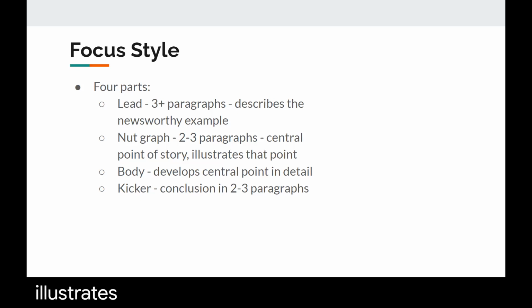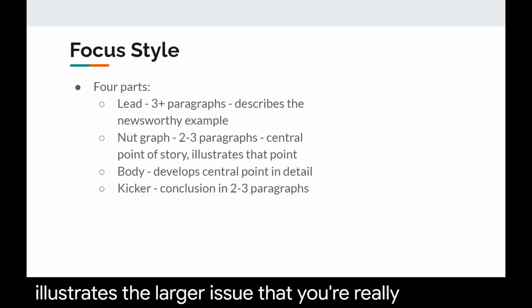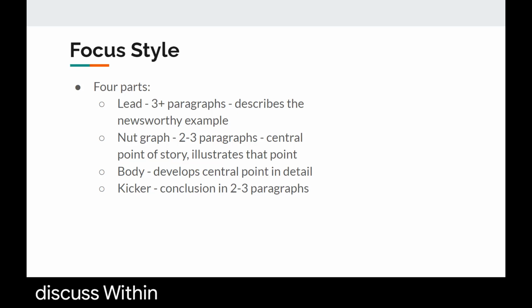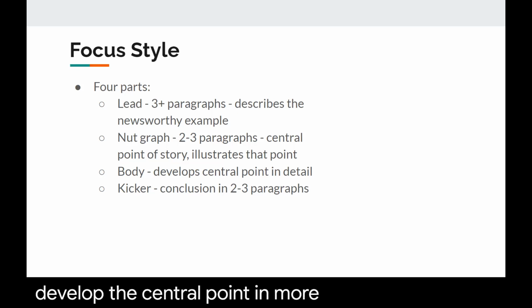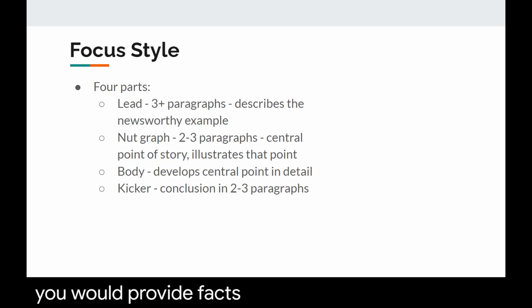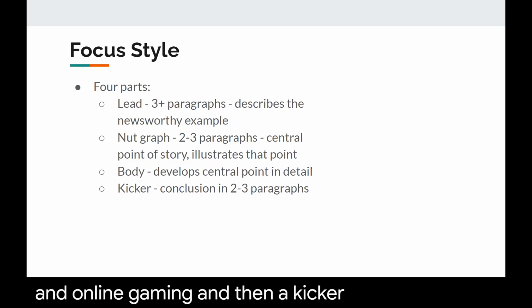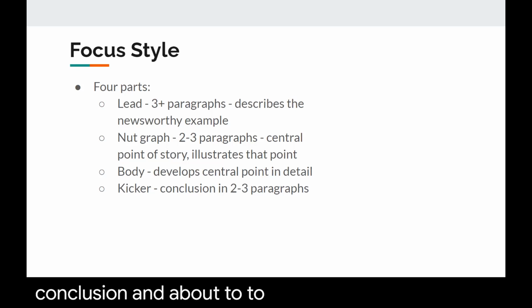It illustrates the larger issue that you're really wanting to discuss within the article. So the body then will develop the central point in more detail. This is where you would provide facts and statistics about fraud and online gaming. And then a kicker draws a conclusion in about two or three paragraphs. And typically in a kicker for focus style, you want to readdress your example up top.